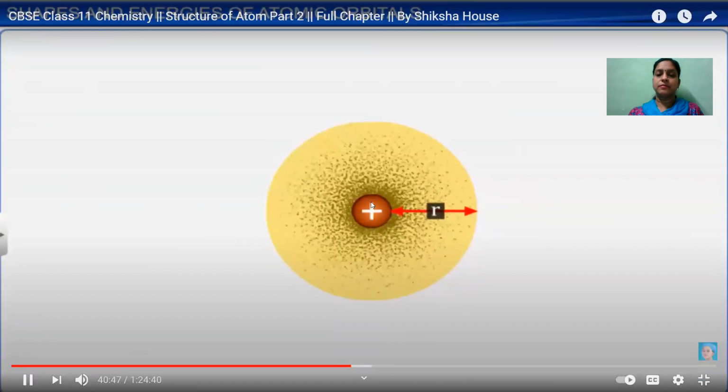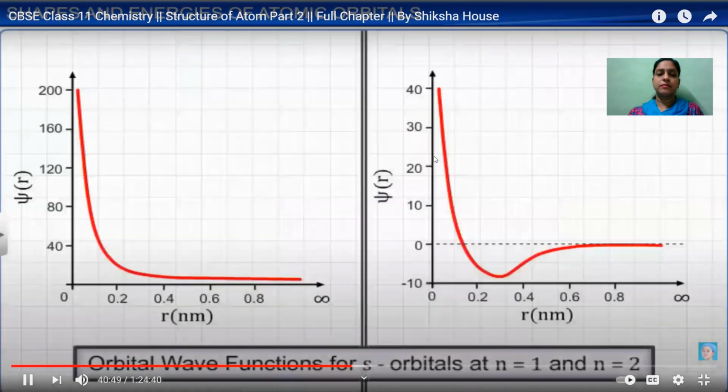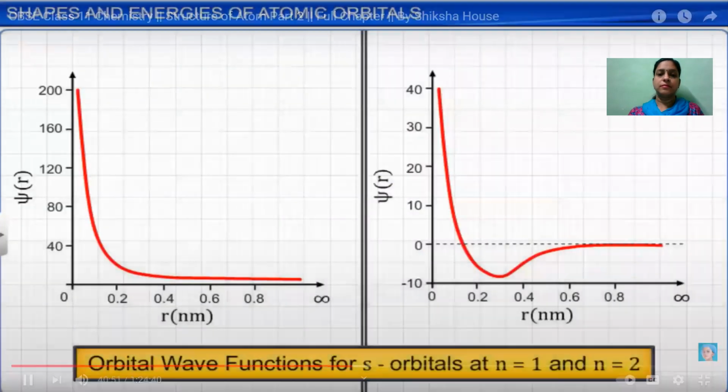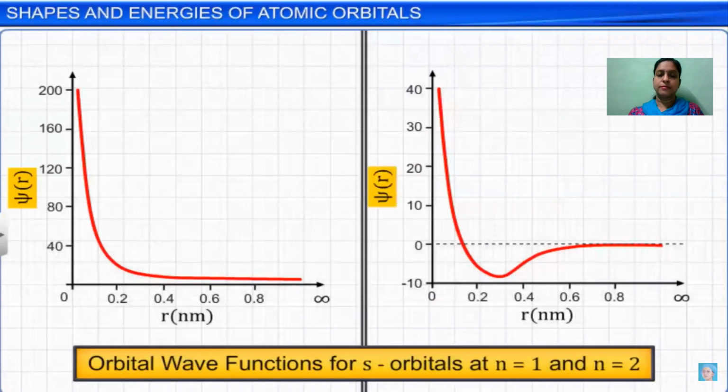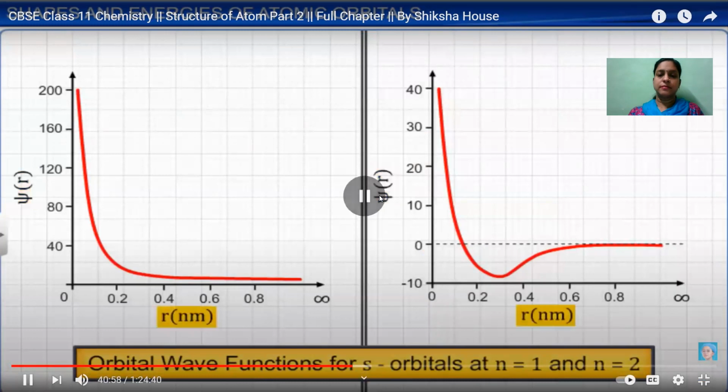Let us look at the plots corresponding to the orbital wave function psi as a function of distance of an electron from the nucleus, that is, r, for the 1s and 2s orbitals. ठीक है बच्चे, तो ये अब साई और रेडियल, जो मैंने आपको कहा रेडियल प्रोबेबिलिटी, तो वेव फंक्शंस का एस ऑर्बिटल के लिए, कि ये किस तरीके से बिहेव करता है फॉर 1s एंड फॉर 2s. n इज इक्वल्स टू 1 जब है तो वो 1s के लिए दिखा रहा है, और n इज इक्वल्स टू 2 जो है वो 2s के लिए शो कर रहा है.